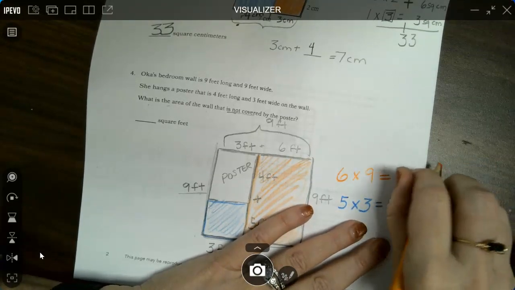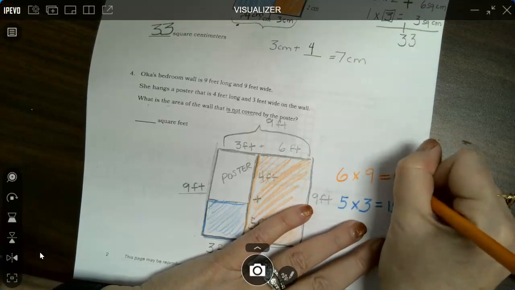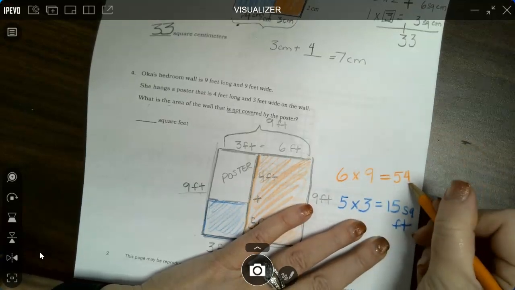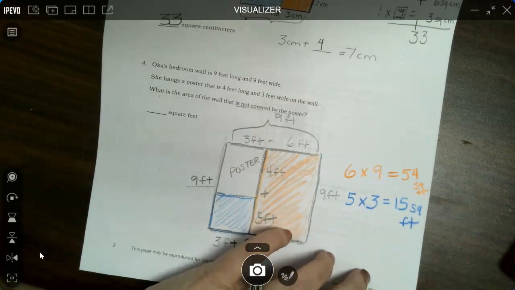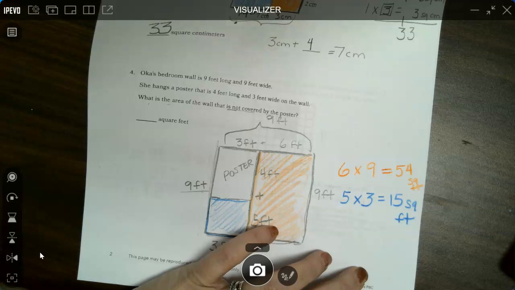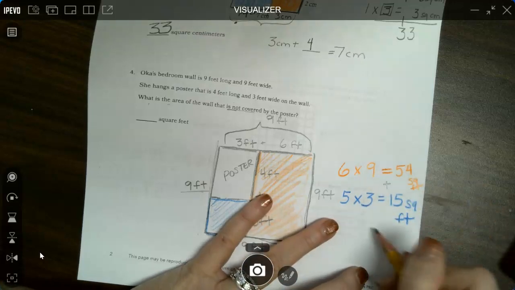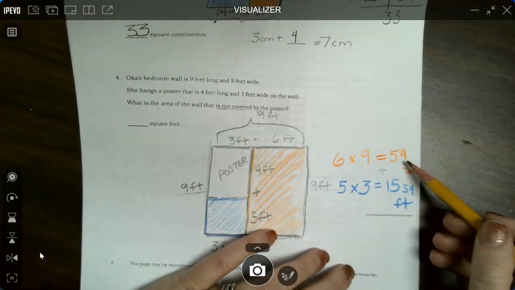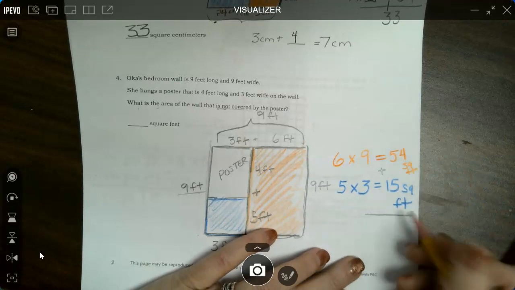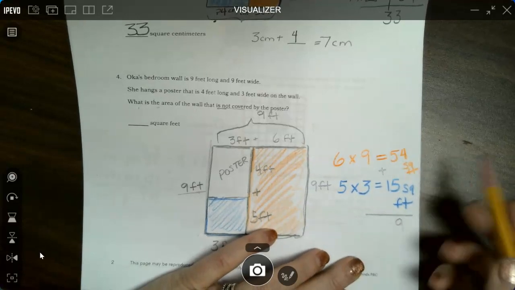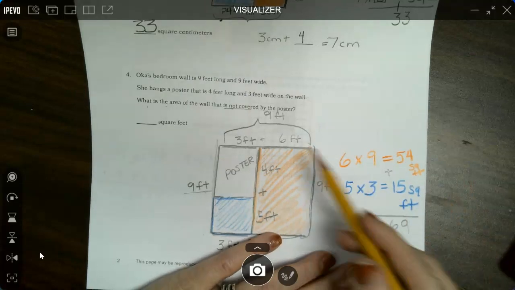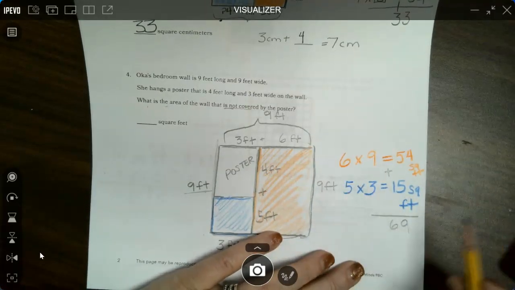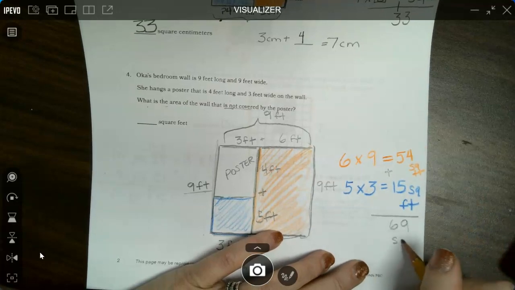And 54 square feet. I have to then put those two things together to give me the total area of those spaces. I have 4 plus 5, which makes 9. I have 5 plus 1, which makes 6. So the area of this entire space was 69 square feet.